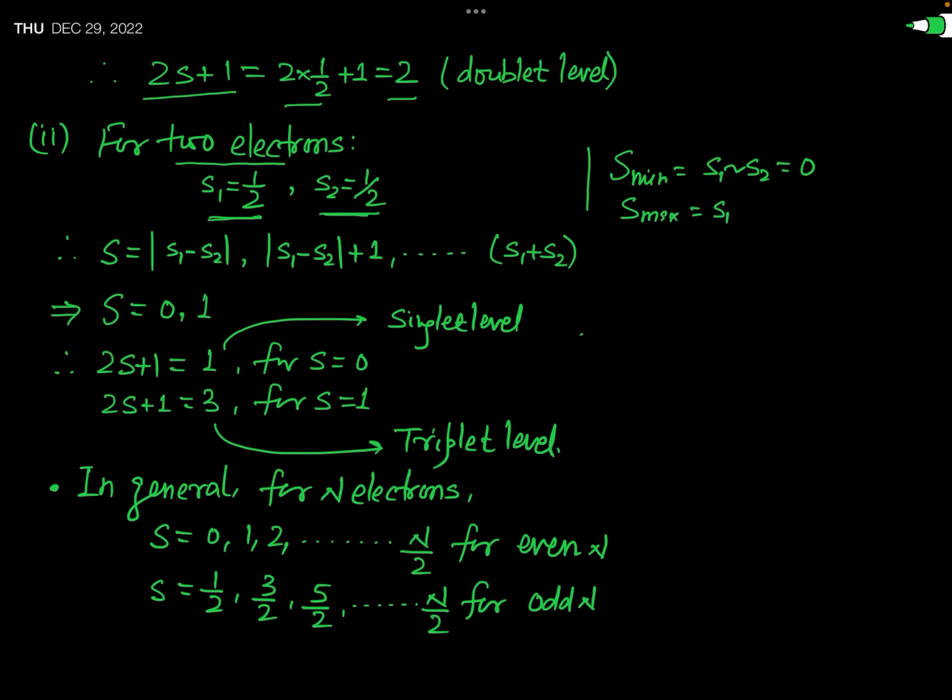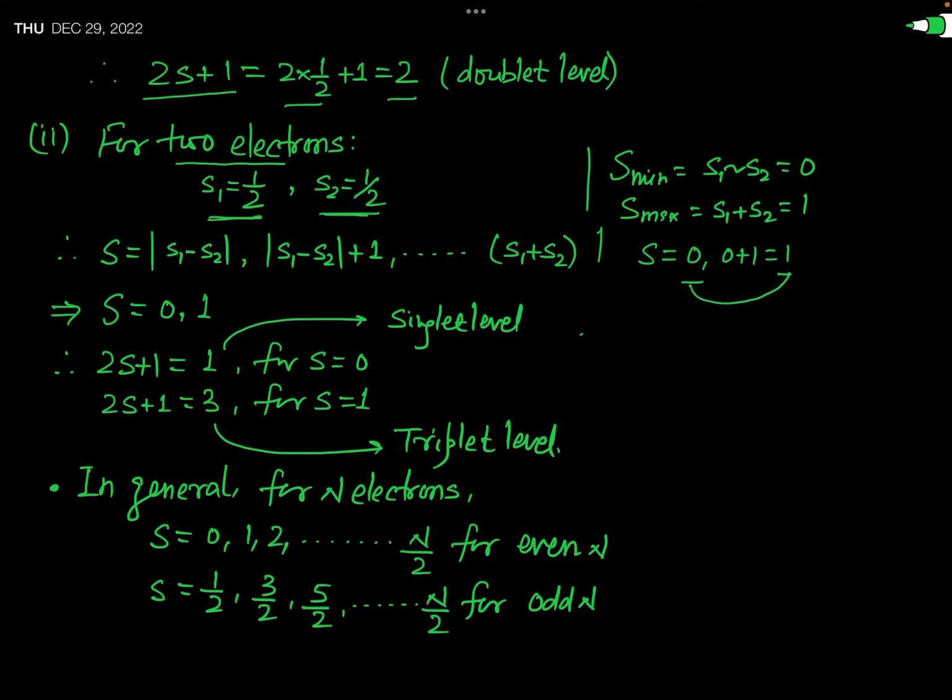This is simply S1 plus S2, and that will be 1 because 1 by 2 plus 1 by 2 is 1. So you have to write all values in this manner. First of all, write the minimum value, then add 1 to the minimum value. This will be equal to 1. And you can see this is the minimum value and this is the maximum value. So there will be only two values of S, and those are 0 and 1.